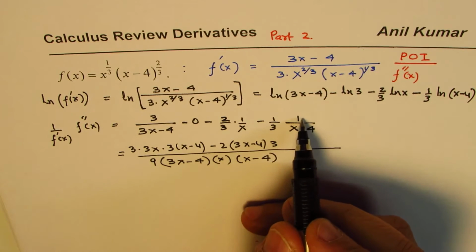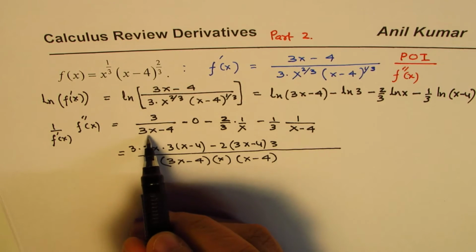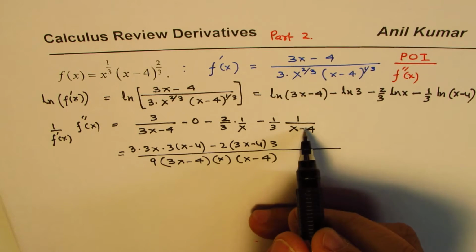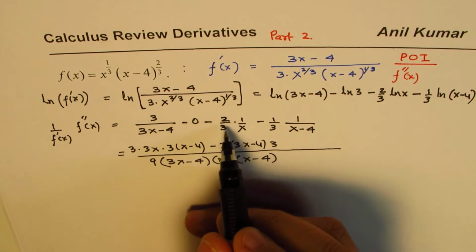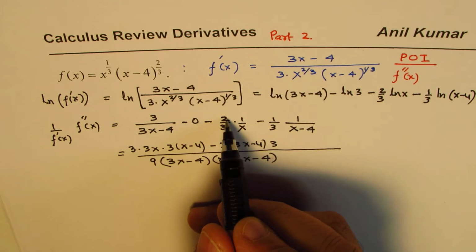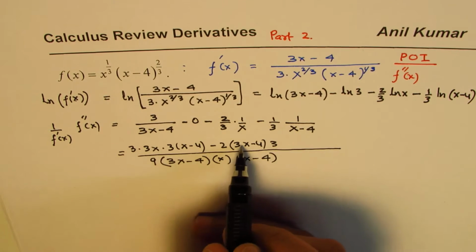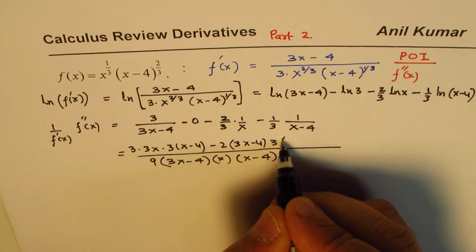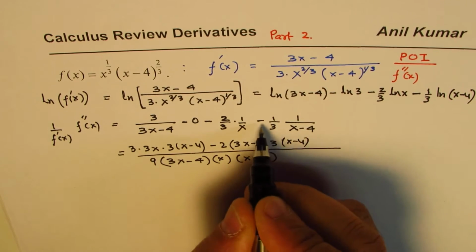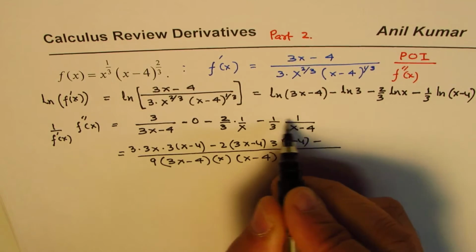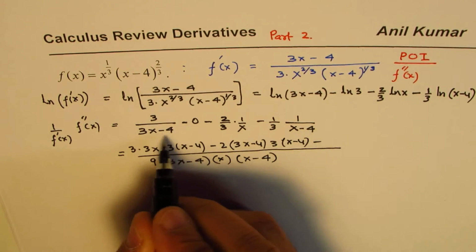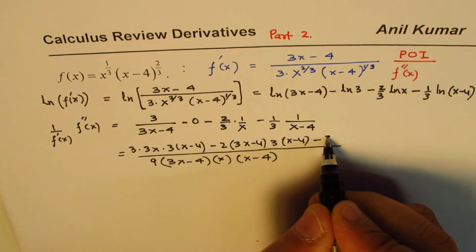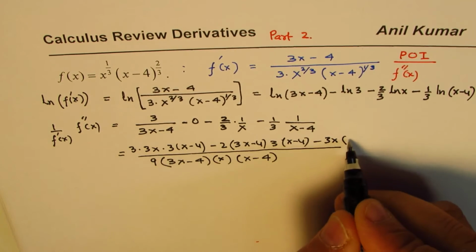So we are multiplying this by... okay, that's fine. So 2. We have multiplied this 2 by that factor, which is 3x minus 4, and this factor, which is 3 times x minus 4. And now minus the third term, 1 is in the numerator, will multiply by 3x times 3x minus 4.